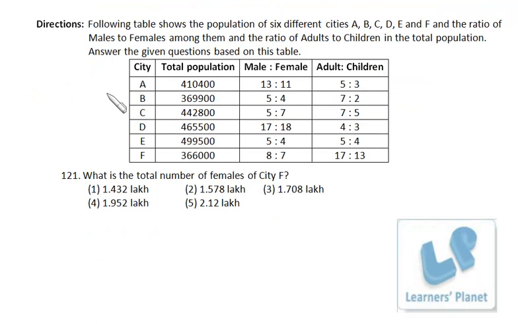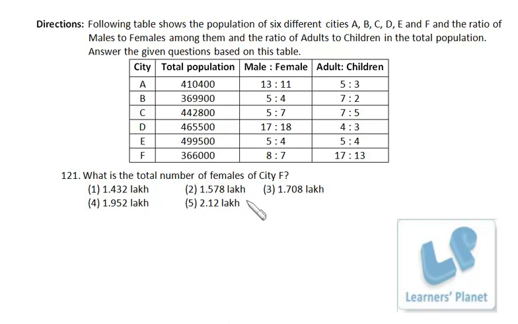Now this set of questions: the following table shows the population of 6 different cities A, B, C, D, E and F, the ratio of males to females among them, and the ratio of adults to children in the total population. Answer the given questions based on the table. Total population, male to female ratio and adult to children ratio have been given. Now what is the total number of females of city F? That is question number 1.